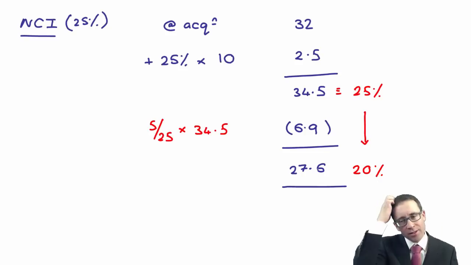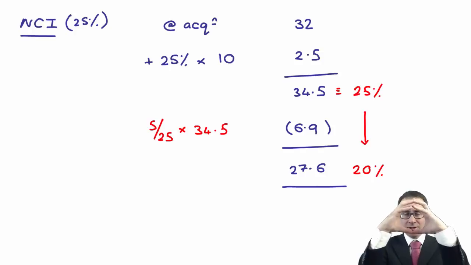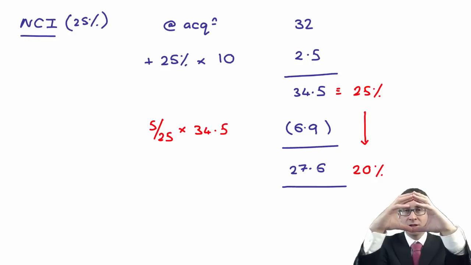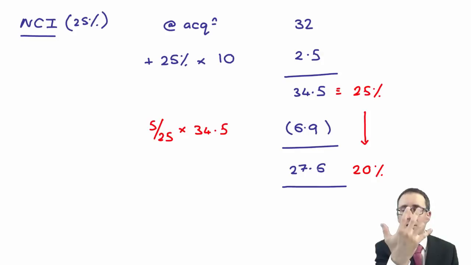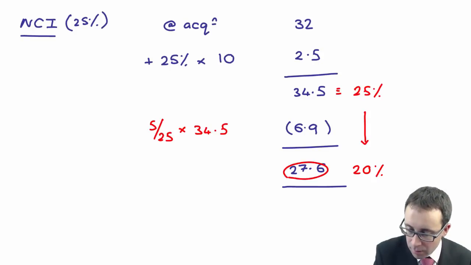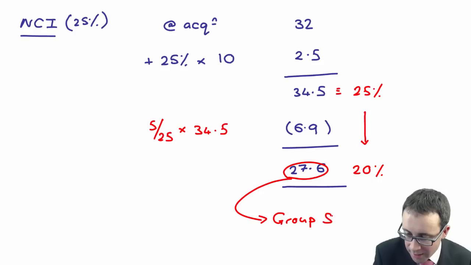If you're curious about the 5/25, think about that as a big slice of cake, and that slice of cake represents your 25% ownership interest. So there's 25 slices, and you are then removing 5 of those 25 slices. So you're removing 5/25. So 5/25 of 34.5 is 6.9, which gives me then 27.6. It's this figure here that would appear at the year end on the group SFP.